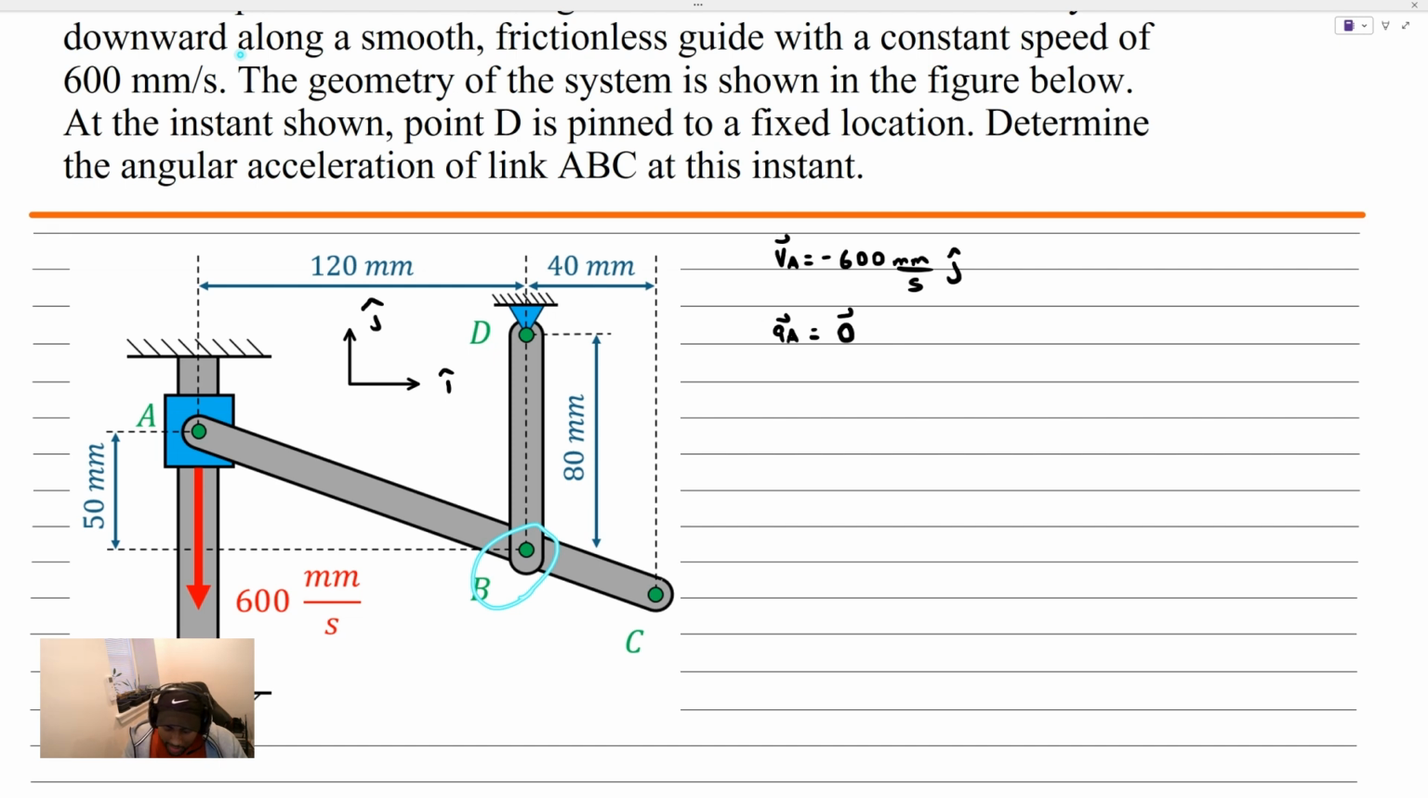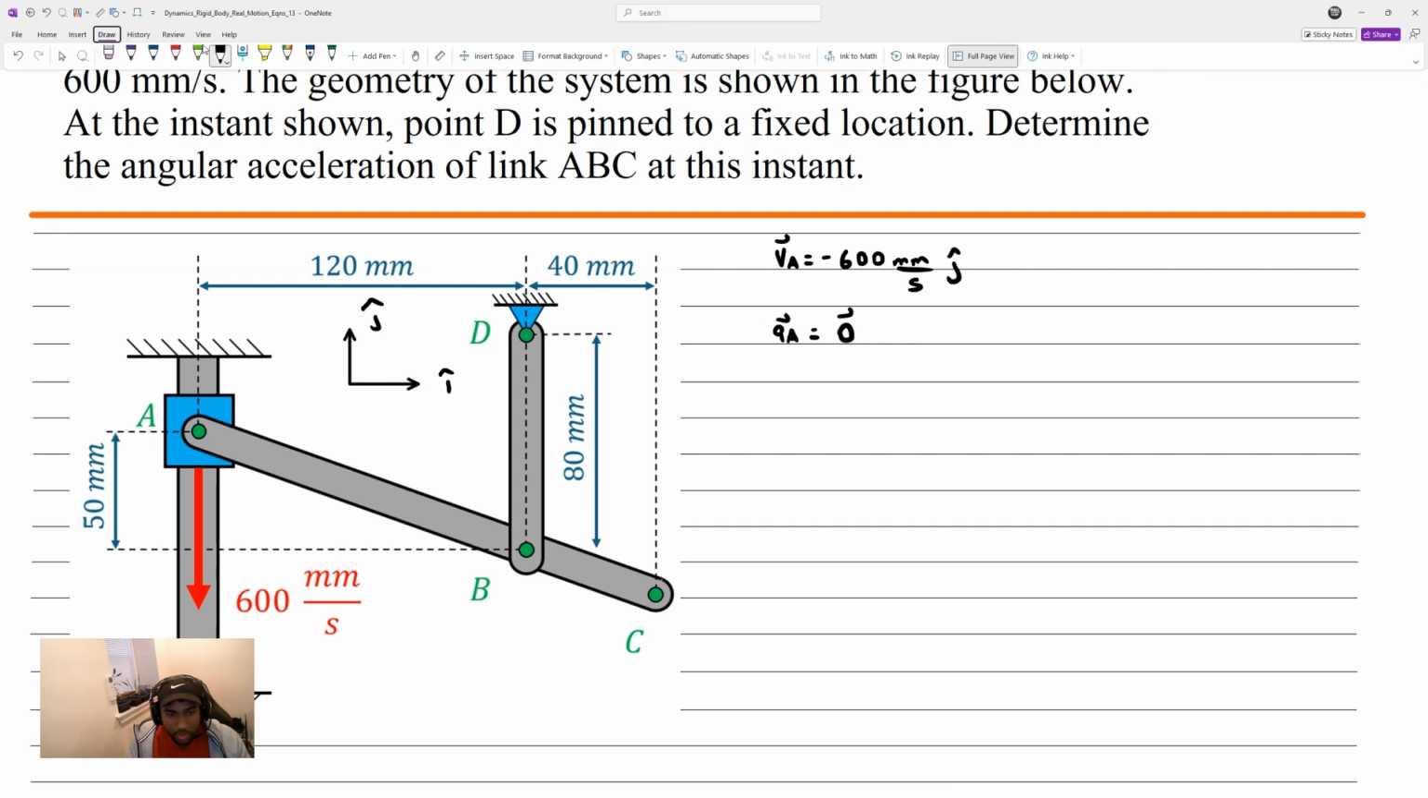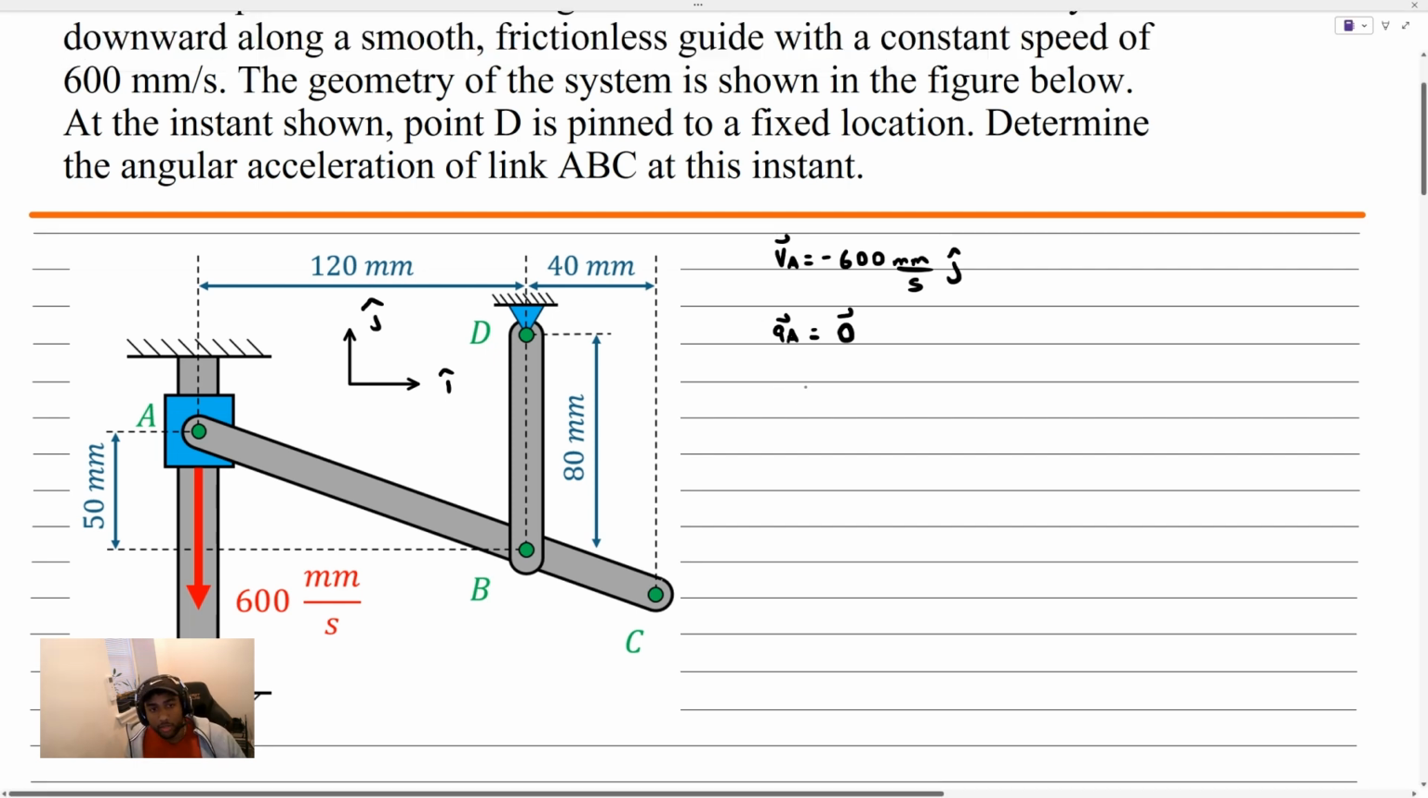Why? Because it's pin connected here. It belongs to another body, dB. So it's constrained to move on a circular motion path of radius 80 millimeters. For these problems, one thing that's super important is to be able to recognize points that move with circular motion because we understand circular motion very well. So what we're going to do is quickly review circular motion. If you understand circular motion, these problems become very simple.